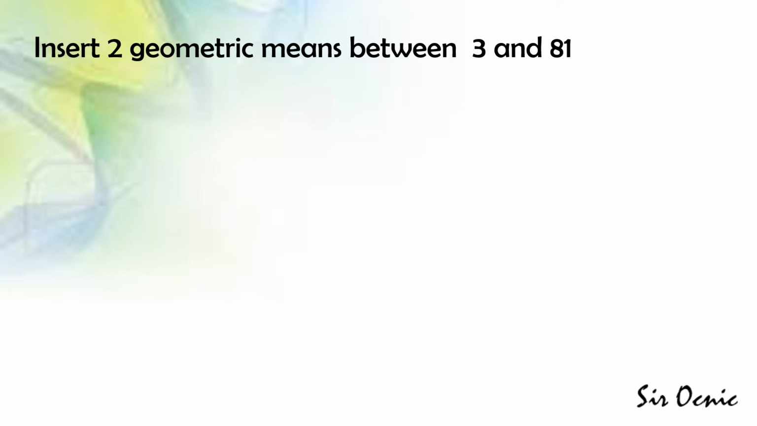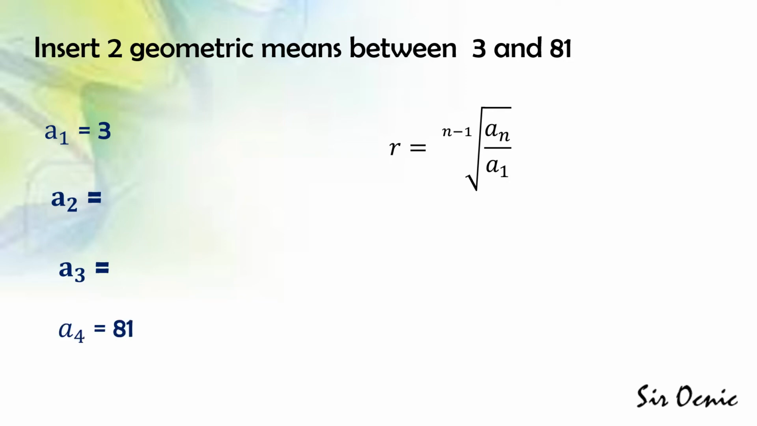Insert two geometric means between 3 and 81. Using the same formula, a sub 1 is equal to 3, a sub 2 and a sub 3 are the geometric means to be inserted, and a sub 4 is equal to 81. Substituting the given values to the formula, we will then have r is equal to 4 minus 1 root of 81 over 3.